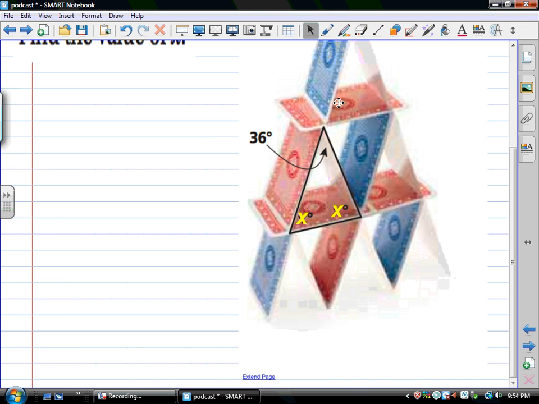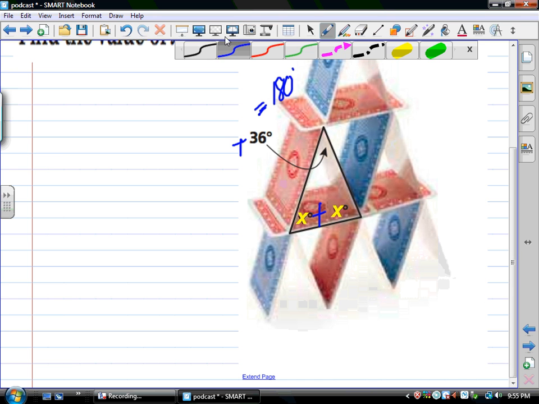So I'll solve this problem by writing an equation. If you want to use the other strategy we used earlier in the podcast, go ahead and do it your way. We should still get the same answer. So here's my equation. X plus 36 degrees has to give me a total of 180 degrees because the sum of the measures of a triangle has to be 180. So I'm going to write myself an equation.